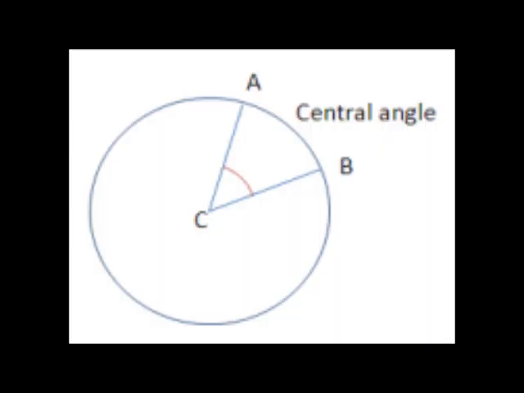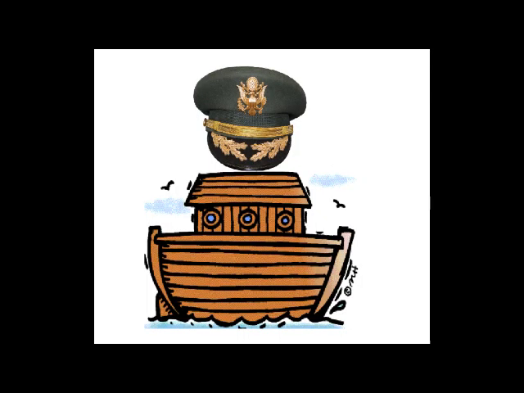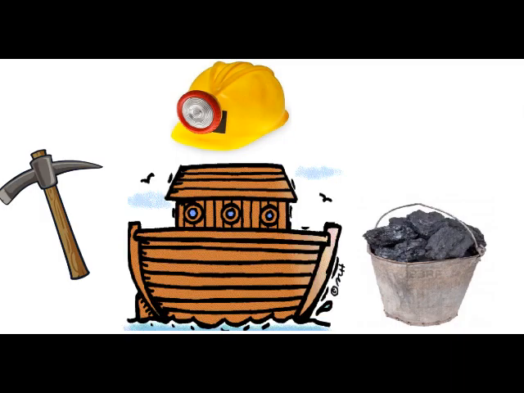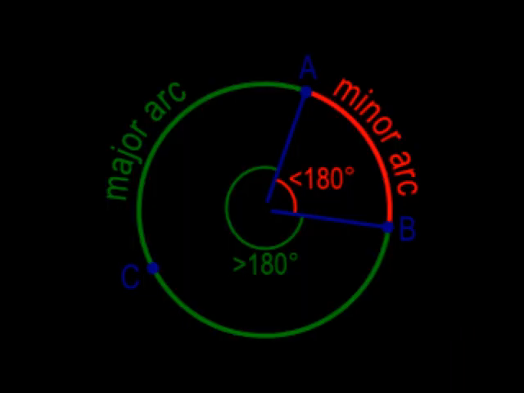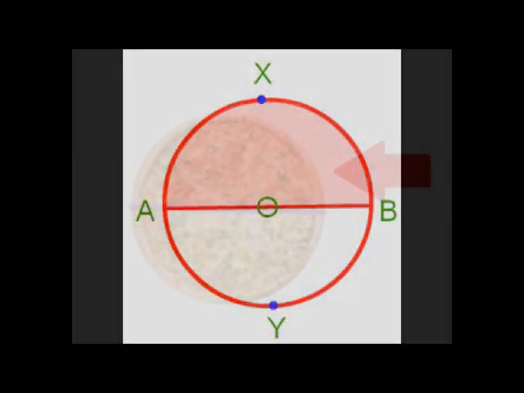Central angle, an angle whose vertex is the center of the circle. Major arc, part of a circle measuring between 180 degrees and 360 degrees. Minor arc, part of a circle measuring less than 180 degrees. Semicircle, an arc with endpoints that are the endpoints of a diameter.